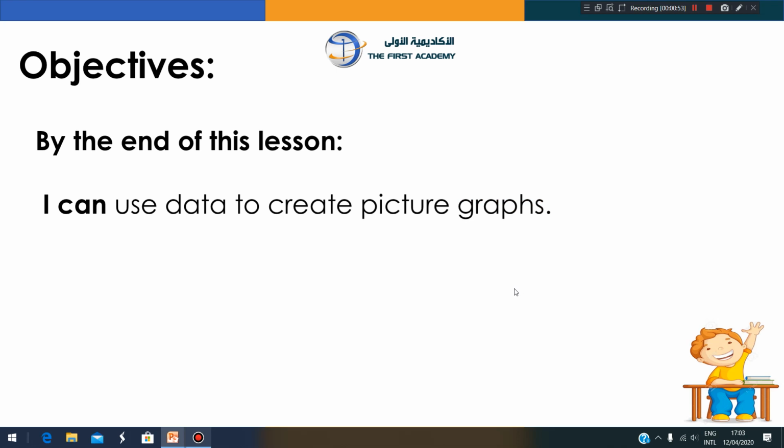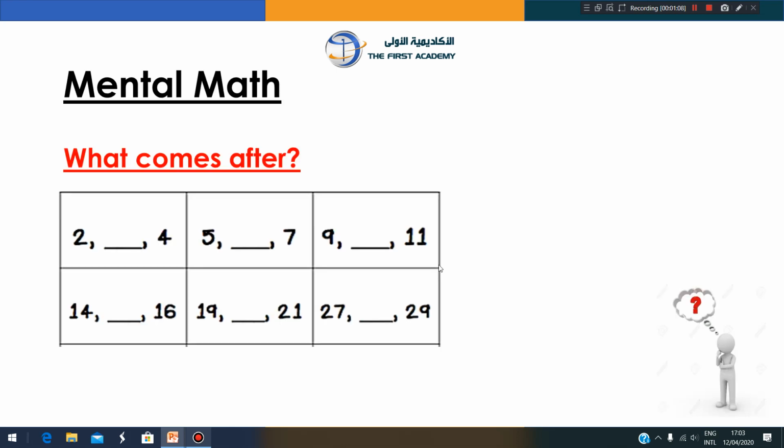By the end of today, I can use data to create picture graphs. You remember data? It means information. So we are going to use information to create a picture graph. Let's do our mental math before. And I think this is going to take you less than 1 minute. Go on, start.